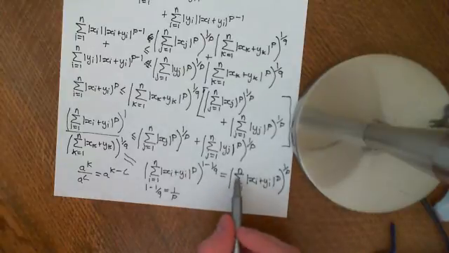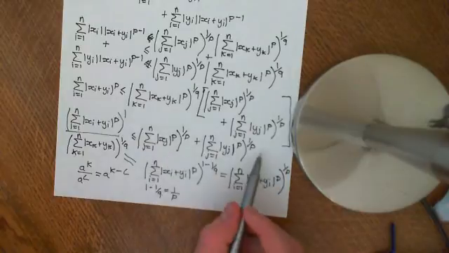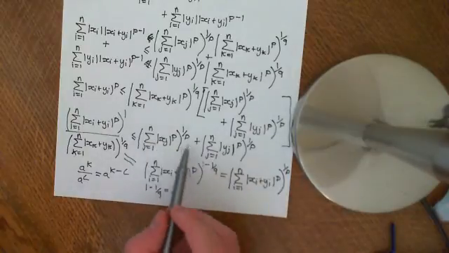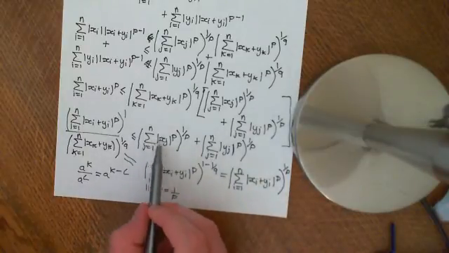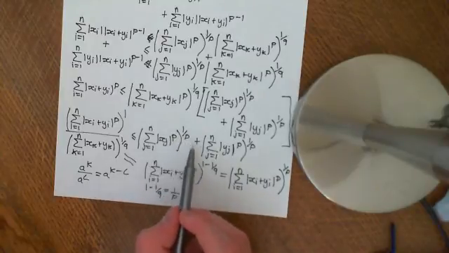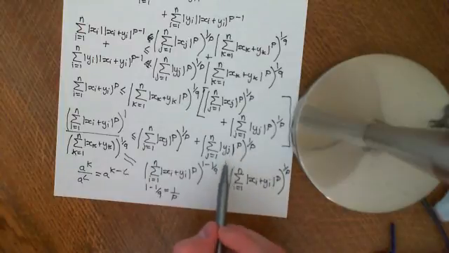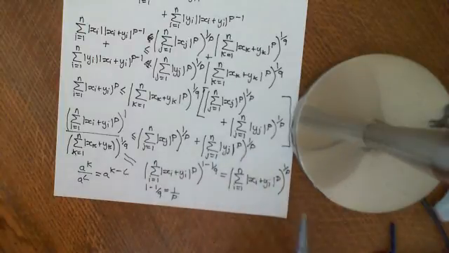We have that the summation i equals 1 to n of |x_i + y_i|^p, all to the power of 1 over p, is less than or equal to this one: the summation j equals 1 to n of |x_j|^p, all to the power of 1 over p, plus the summation j equals 1 to n of |y_j|^p, all to the power of 1 over p.